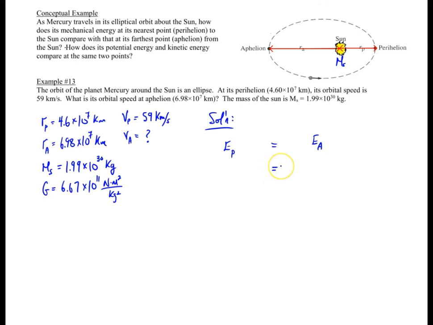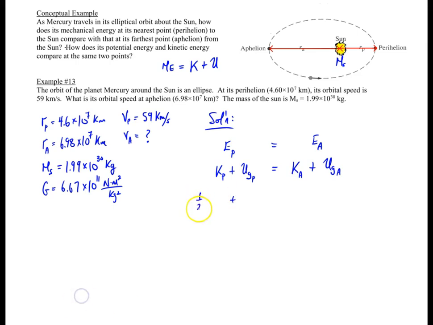Now if you recall, mechanical energy is really equal to the sum of the kinetic energy and the potential energies. In this case, we only have gravitational potential energy. So we have kinetic energy at the perihelion plus the gravitational energy at perihelion must be equal to the kinetic energy at aphelion plus the gravitational energy at aphelion. And we can now substitute our formulas in for kinetic energy and gravitational energy.